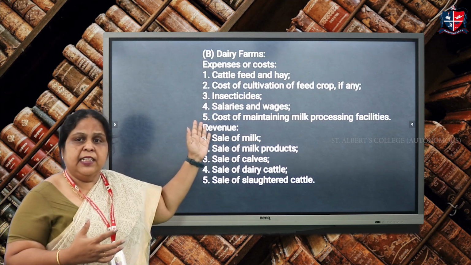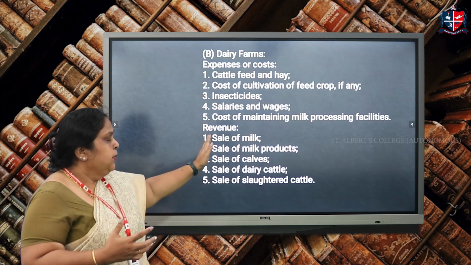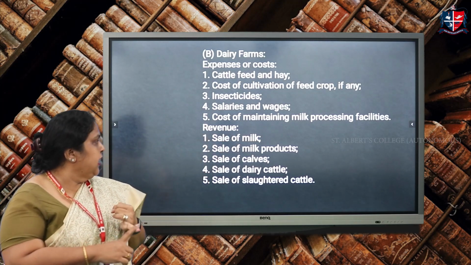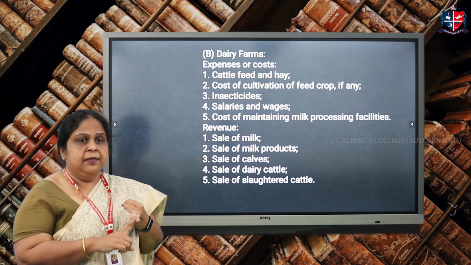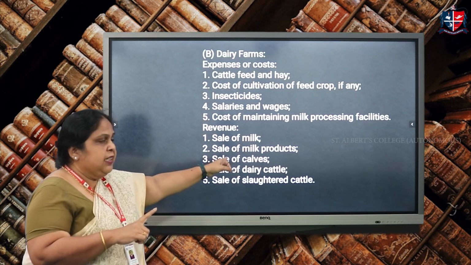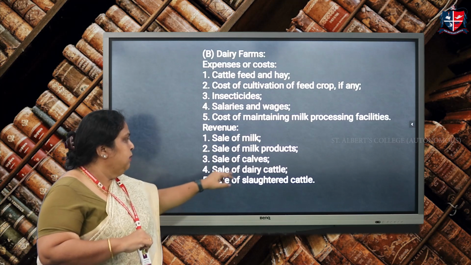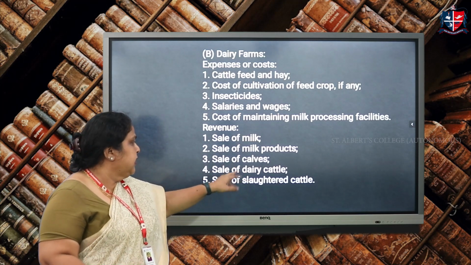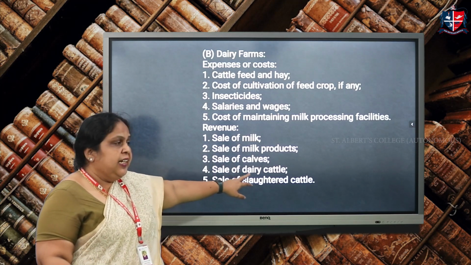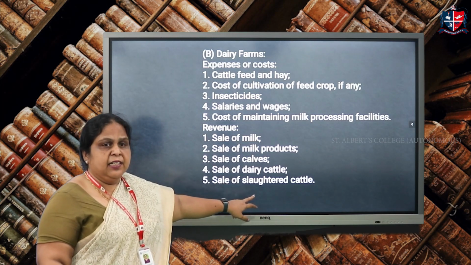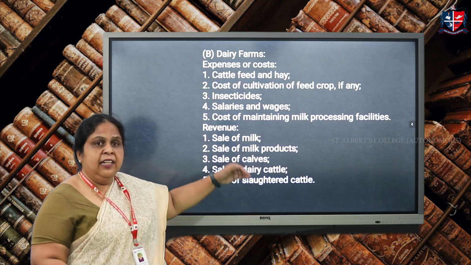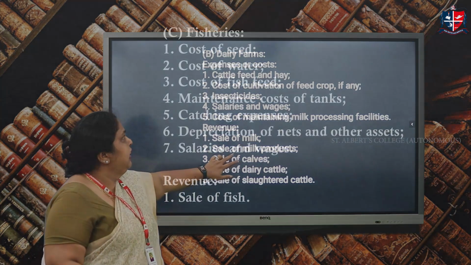Now for all these expenses, what are the incomes? You sell milk, you get an income. You sell the milk products like cheese, butter, ghee, you get money out of that. So that is an income. Sale of calves, the baby cows, sale of the dairy cattle, and also slaughtered cattle. Slaughtered cattle is when you kill the cattle and you sell that, that is also an income.